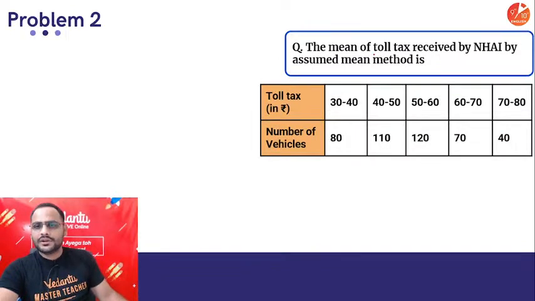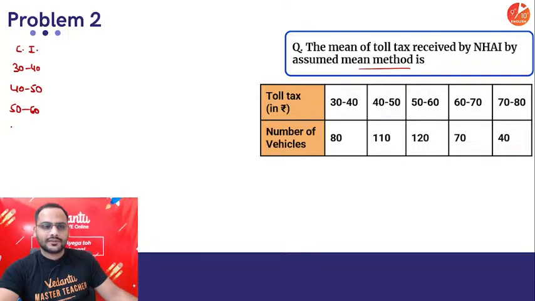The mean of toll tax received by NHAI. Let's go, guys, we need to apply the assumed mean method. First thing, the class intervals are given to us over here: 30 to 40, then 40 to 50, 50 to 60, 60 to 70 and 70 to 80. So let's take the xi values. Xi values will be 30 plus 40 divided by 2, so 35, 45, 55, 65 and 75.